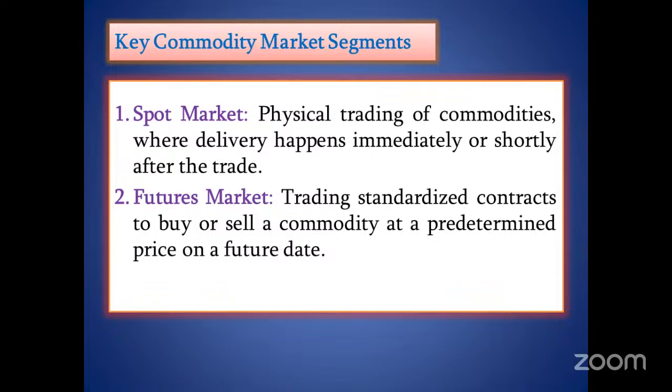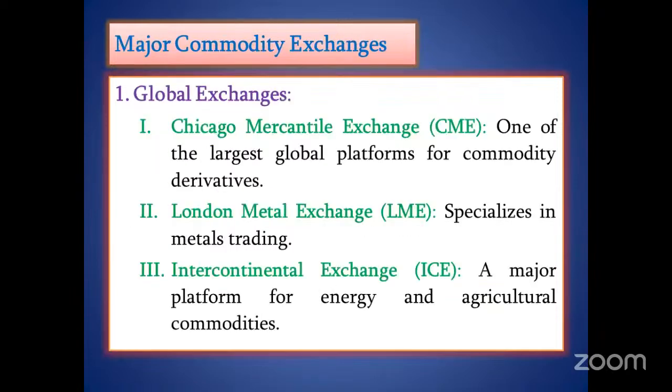But in the futures market, trading is in standardized contracts to buy or sell a commodity at a predetermined price on a future date. For example, we are in 2025, and they fix a particular date in 2026, maybe January or February, within one year, or six months' time. When they sell or buy, they predetermine the future date. That is the futures market.